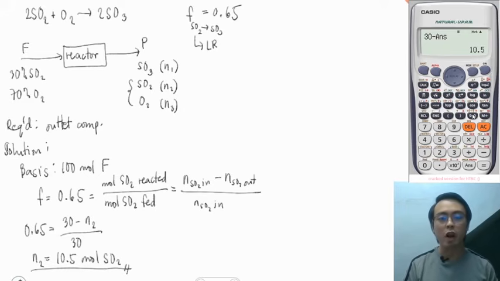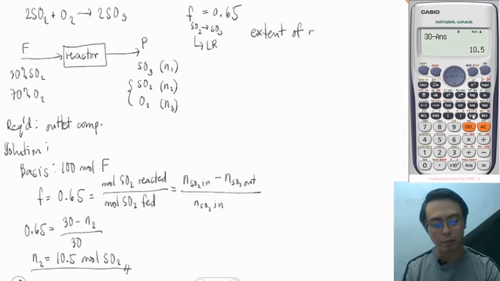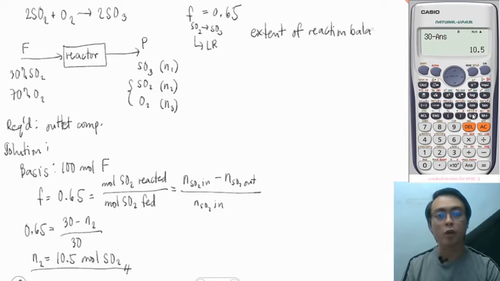So we now know how much SO2 is in the product stream. With this information, what could we do next? We could now proceed to our extent of reaction balances. Where should we start? We should start with the component with the most amount of given. In this case, it's SO2. Because we know how much SO2 is coming in, we were able to solve how much SO2 was coming out, so we can start with that.